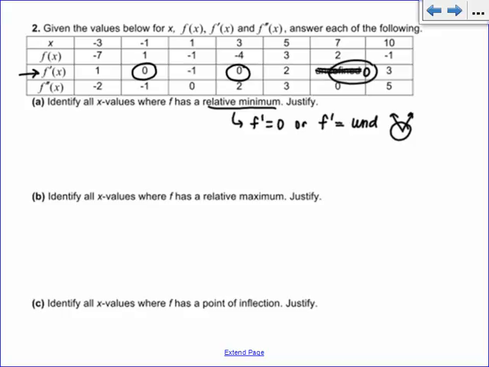Using the second derivative, the second derivative at x equals -1 is -1. This means we're concave down, but our slope is equal to 0, right? So what do we have there? We have a maximum. What about the next one? This is where we have concave up, but our slope is equal to 0. Is that a minimum? Yeah, that has to be a minimum.